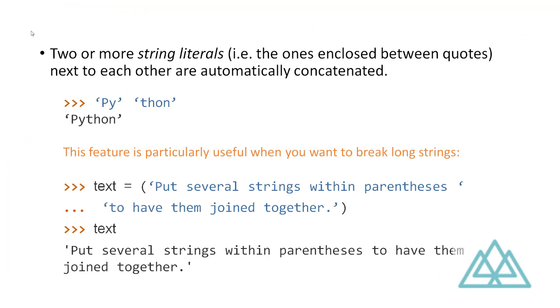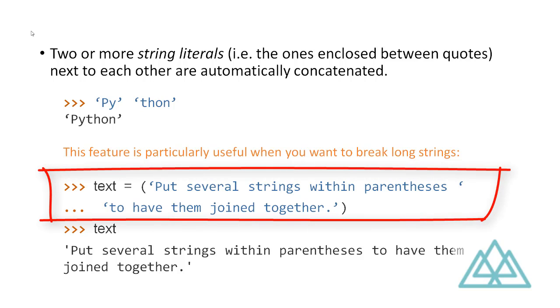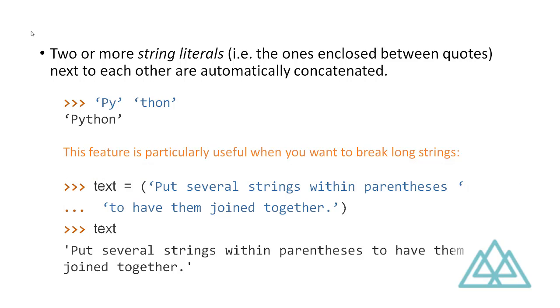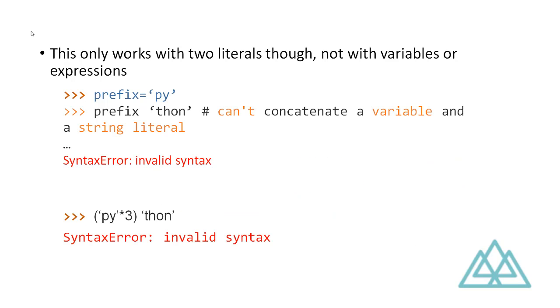If there is more than one string on the same line separated by spaces, and all the strings are in single quotes or double quotes, meaning they are literals, in that case all the strings will be concatenated automatically. This feature is particularly used when you want to break a long string, and in that case you can use this concept. This only works with two literals, not with variables or expressions.